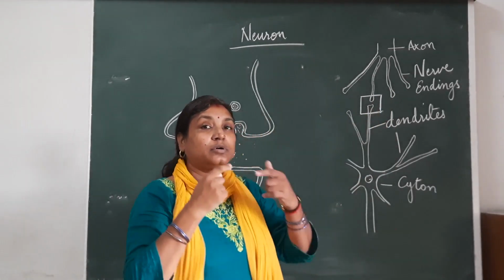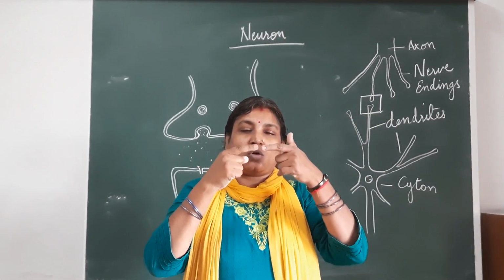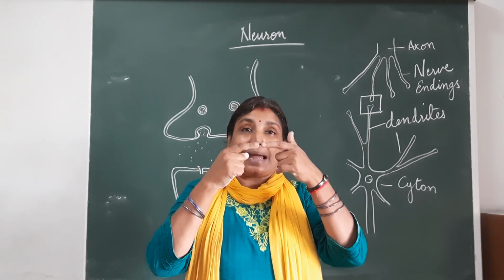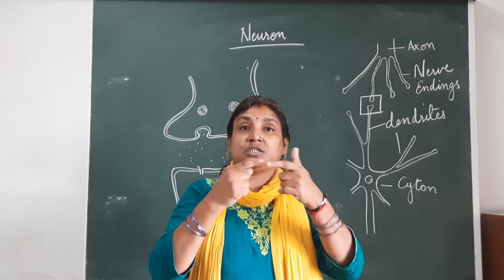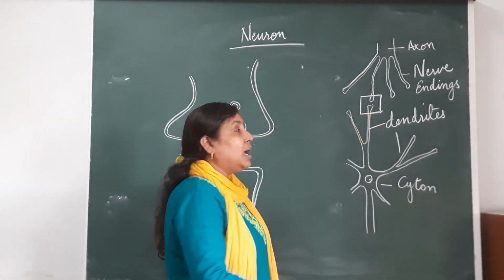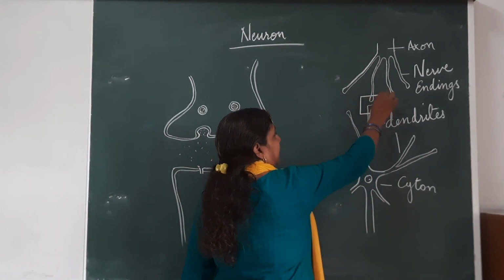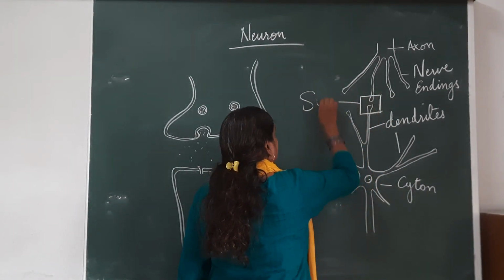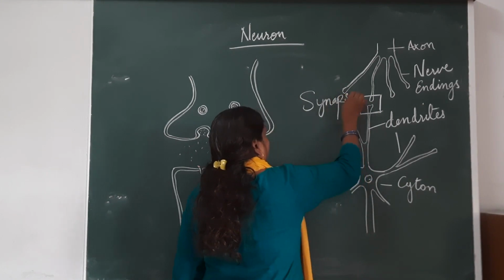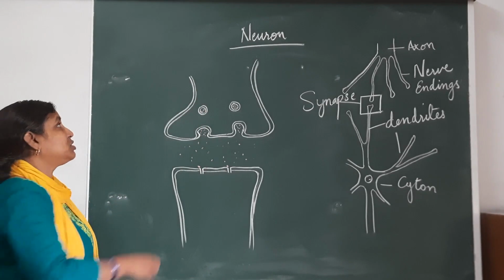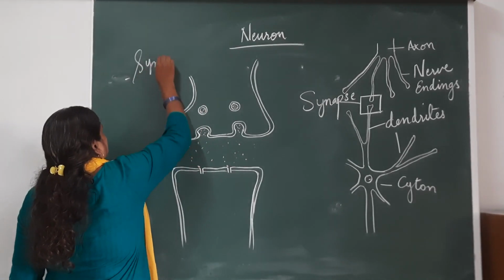But they never touch each other. They are always close to each other. There is always some gap between them. They are never touching each other. So you can see the space between them and this point of contact. This point of contact is known as synapse. So I have drawn an enlarged structure of synapse here. So this is your synapse.